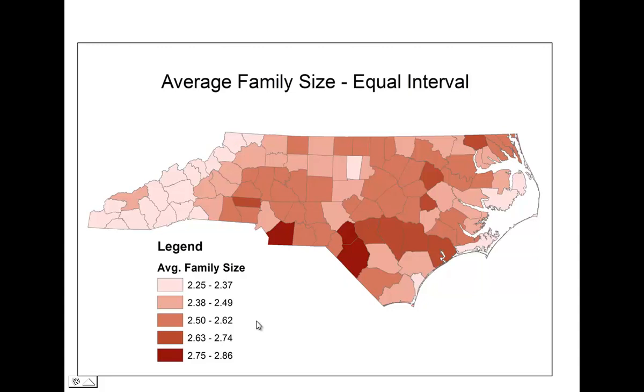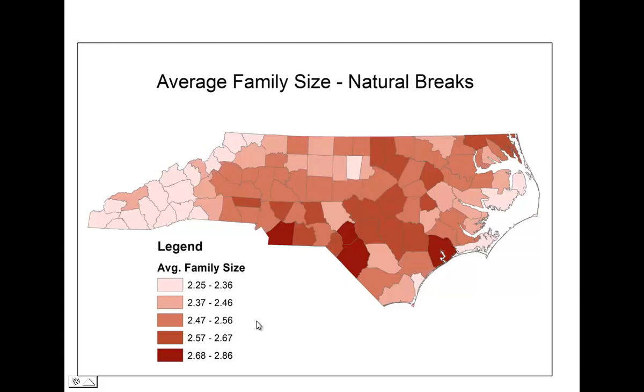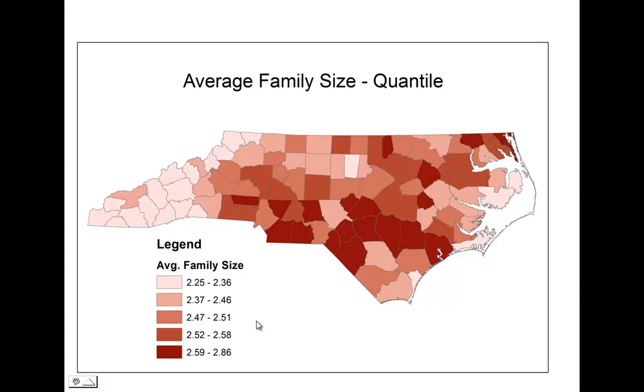So the regional variation is a little different. This is called natural breaks, in which we let the computer pick out what we want. And we have something called quantile, where we just line them up from 0 to 100. The first 20 go in this class, the second 20 go in the next one, the third 20. So you notice here the difference between 2.25 and 2.36 is 0.11, but then 2.59 to 2.86 has a much higher range. And 2.47 to 2.51 is a lot less.